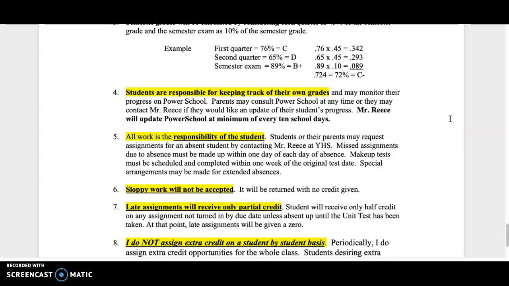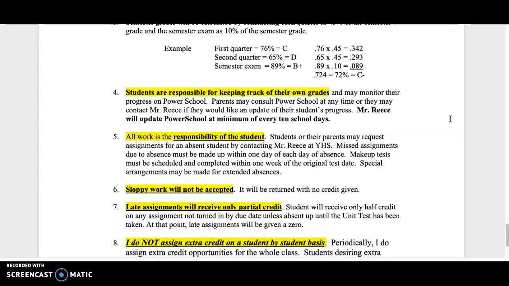Sloppy work will not be accepted. At the beginning, that shouldn't be a problem because you will be doing everything on the computer and submitting it through me, so I should be able to read everything that you typed. But as we move on, if you have something that you actually have to write on paper, if I can't read it, I'll simply put a 0 on top and return it. I'll give you one chance to redo it for a grade.